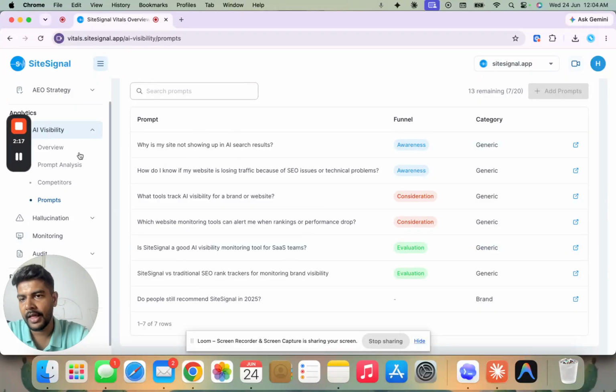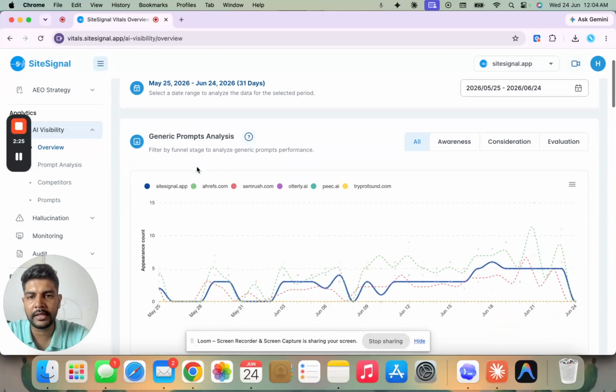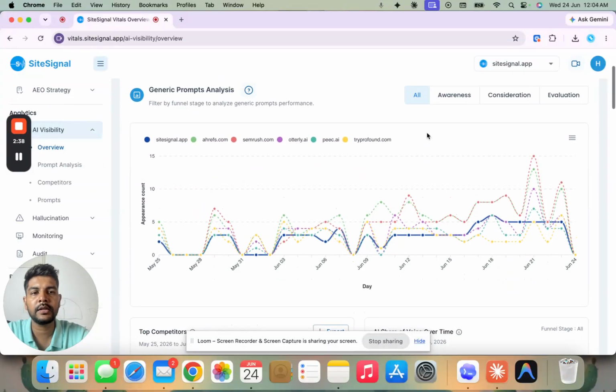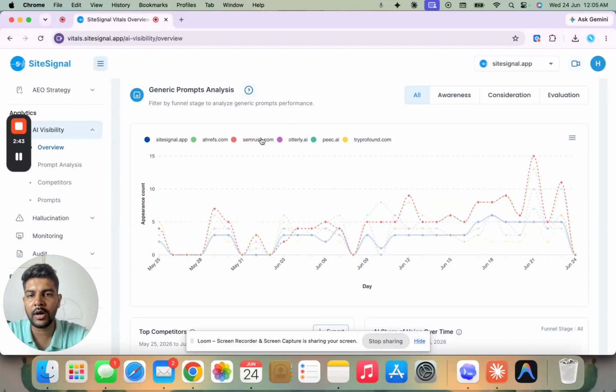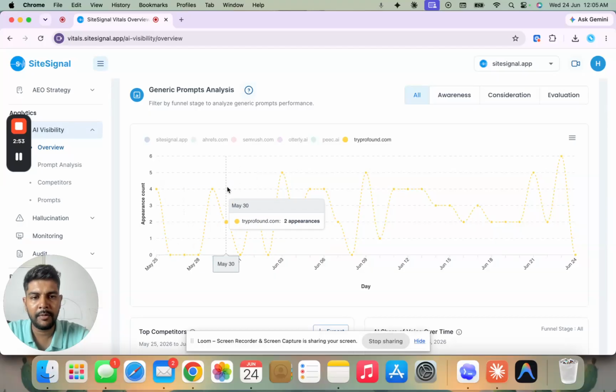So that's the prompt. And then if I go into overview, once you enter those prompts, you will be able to see what are the things happening on different LLMs. Now you can see whether you are appearing in the awareness stage, consideration stage, or evaluation stage. If I click all, you will be able to see a consolidated answer for all the stages, and you will be able to isolate who the competitors are. And if you click on that, let me untick everyone. Okay. Try for fun. So they have been appearing like this.